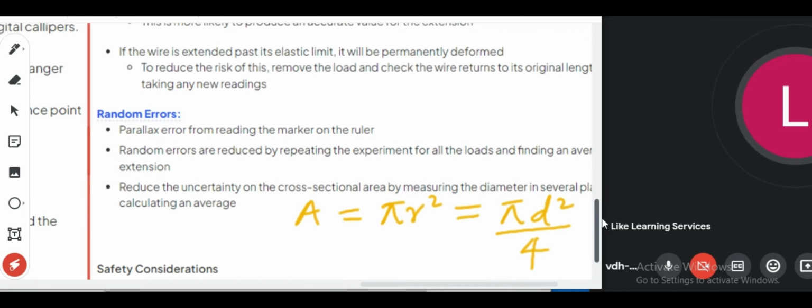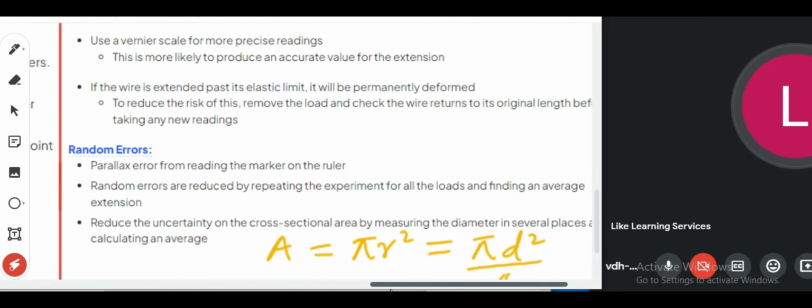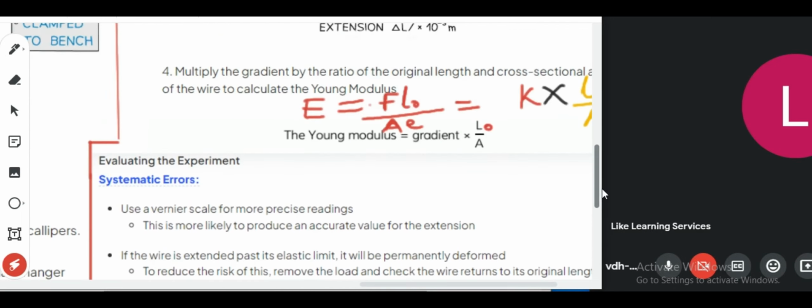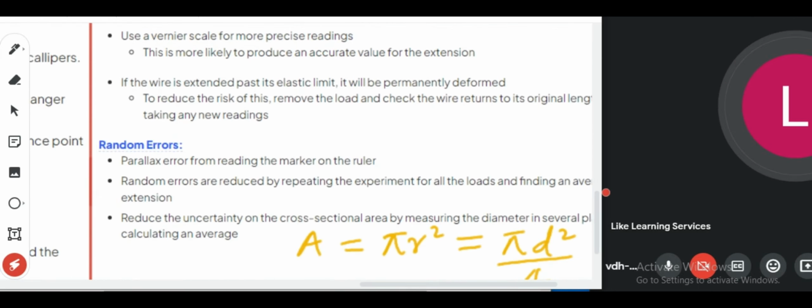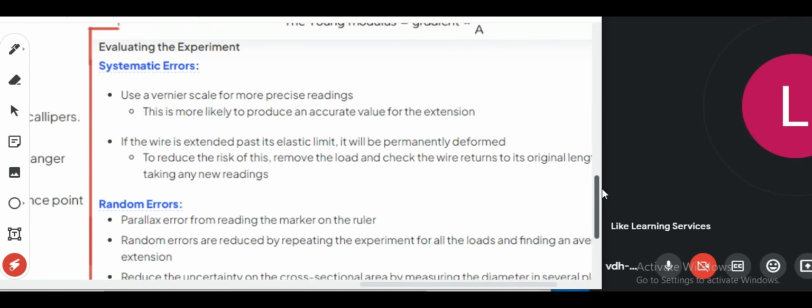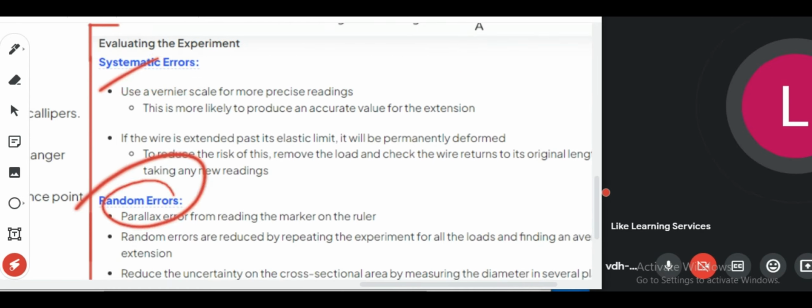That's about reducing systematic errors and random errors in this experiment. Systematic errors and random errors.